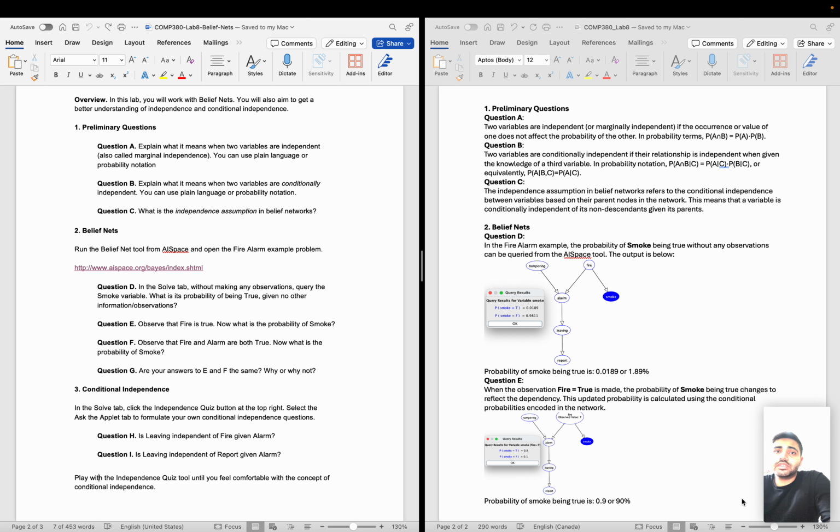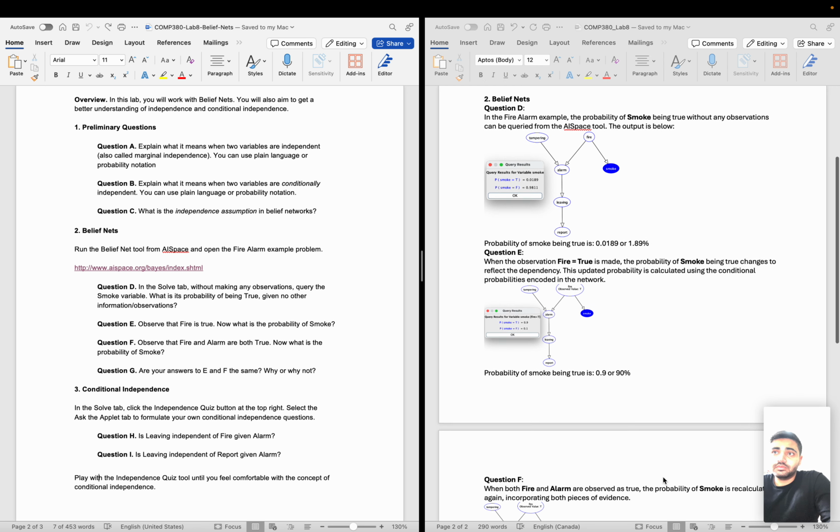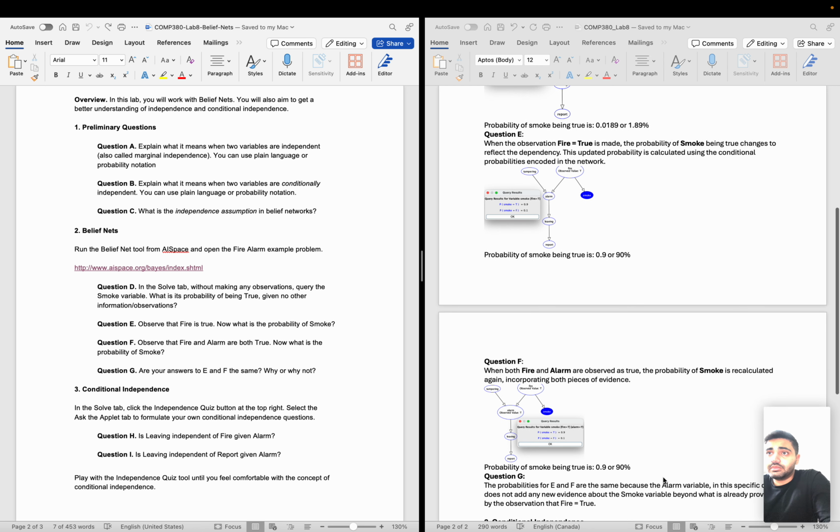Now our next example says: observe that fire is true. Now what is the probability of smoke? So in the applet, we go to the observe value table, and then we change the observed value to true for fire, and then we run the same query for smoke, and the output is very different. The probability of smoke comes out to 0.9, which is 90%, because we know that if there is fire, there will be smoke.